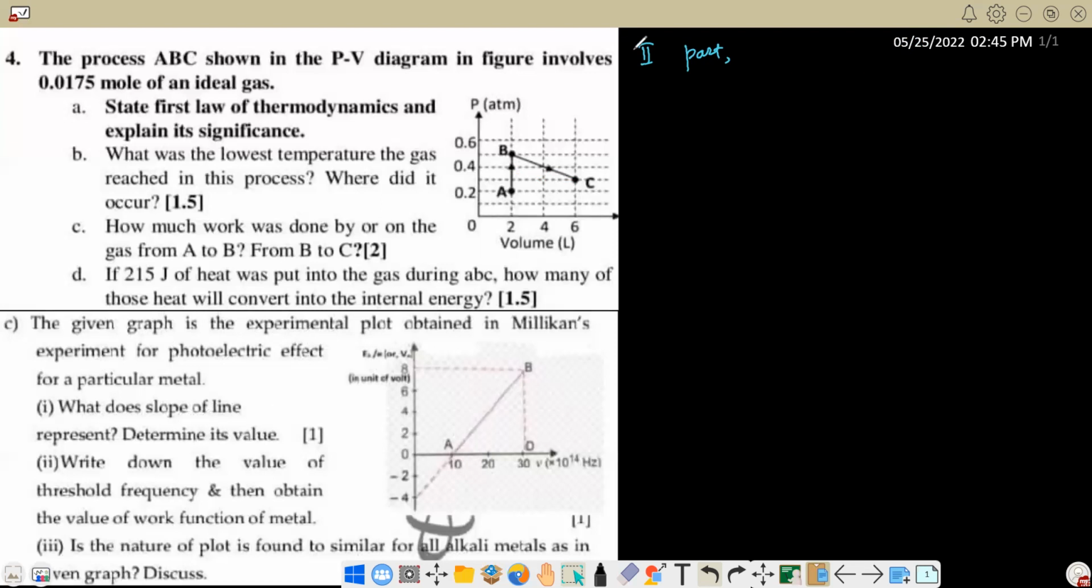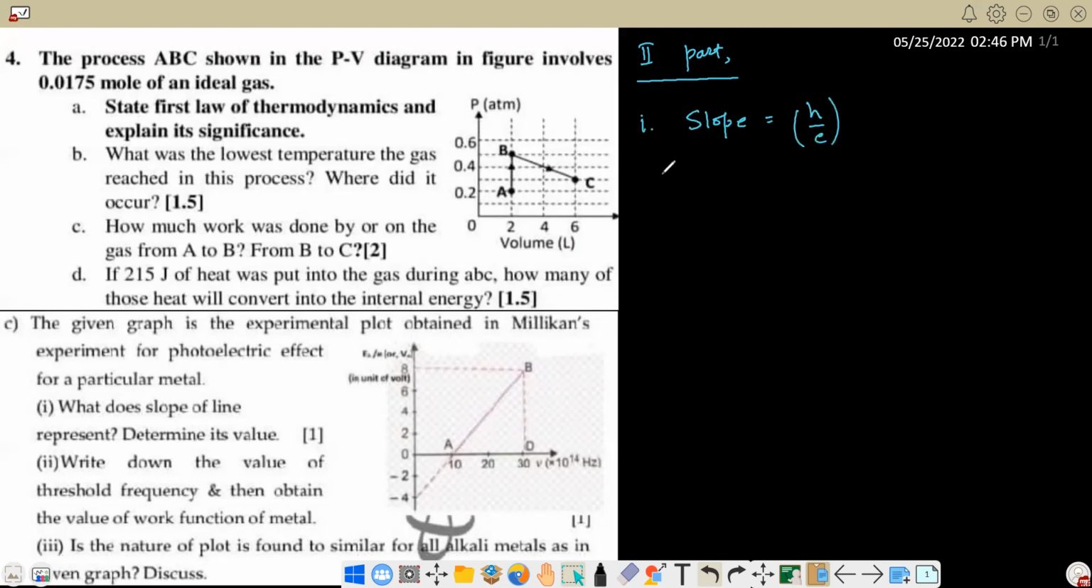Okay, we have discussed Millikan's experiment many times and have taught it too. If we compare Einstein's photoelectric effect equation with y = mx + c, then we know that this slope denotes h/e, slope equals h/e. This is the ratio of Planck's constant to electronic charge. Okay, so simply the slope represents this ratio. Determine its value. Okay, we can easily calculate the slope from this diagram.